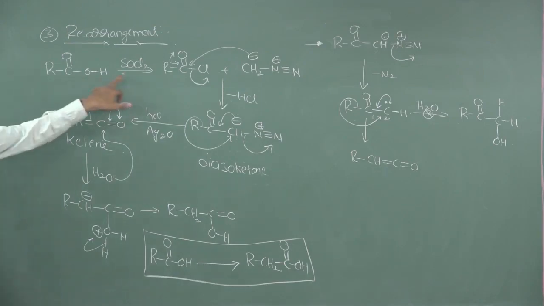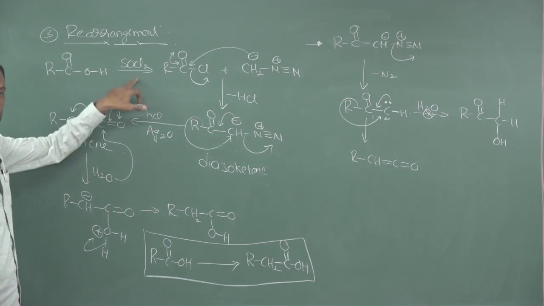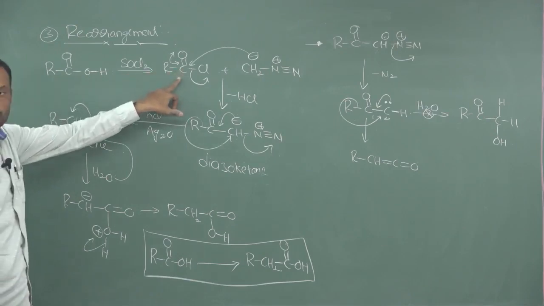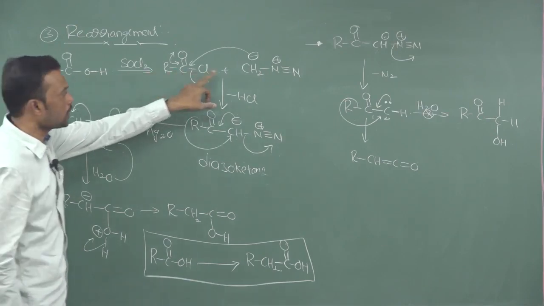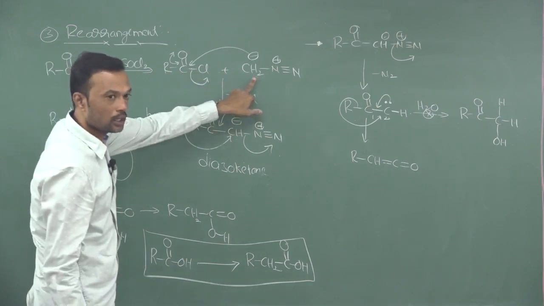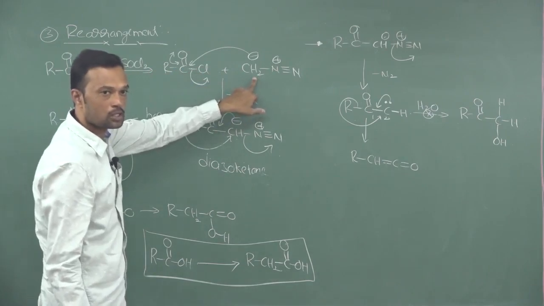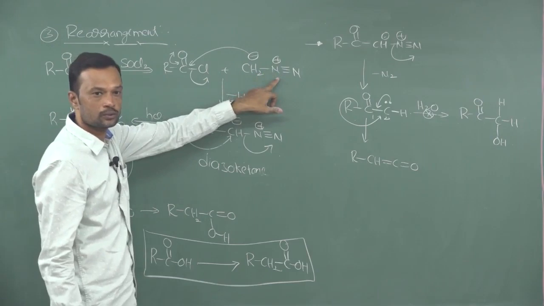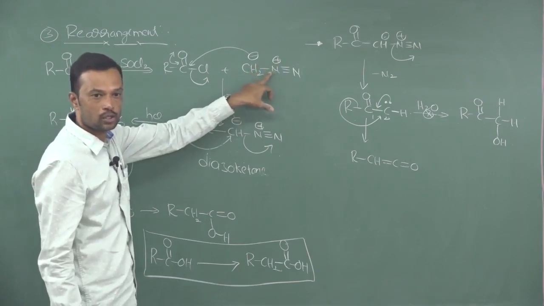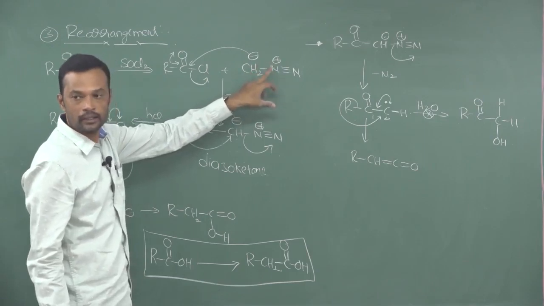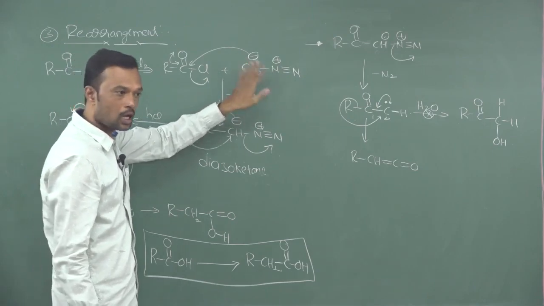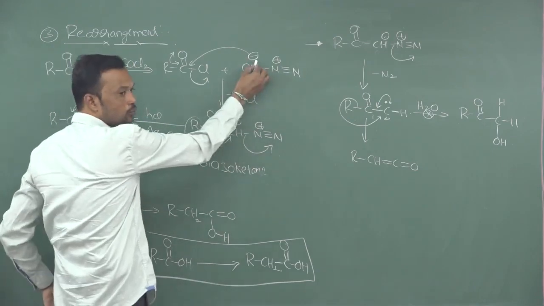Carboxylic acid reacts with thionyl chloride. SOCl2 is called thionyl chloride. That will give acid chlorides. Acid chlorides react with, what is this? Diazomethane. So what happens when diazomethane undergoes photolysis? Diazomethane on photolysis gives carbene.